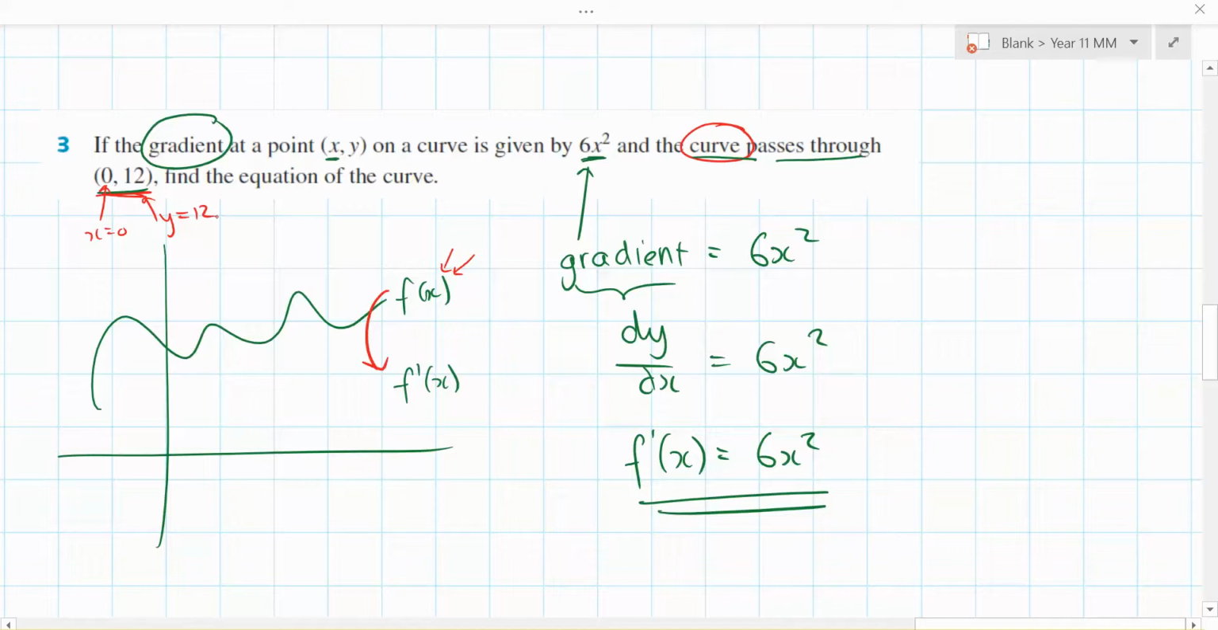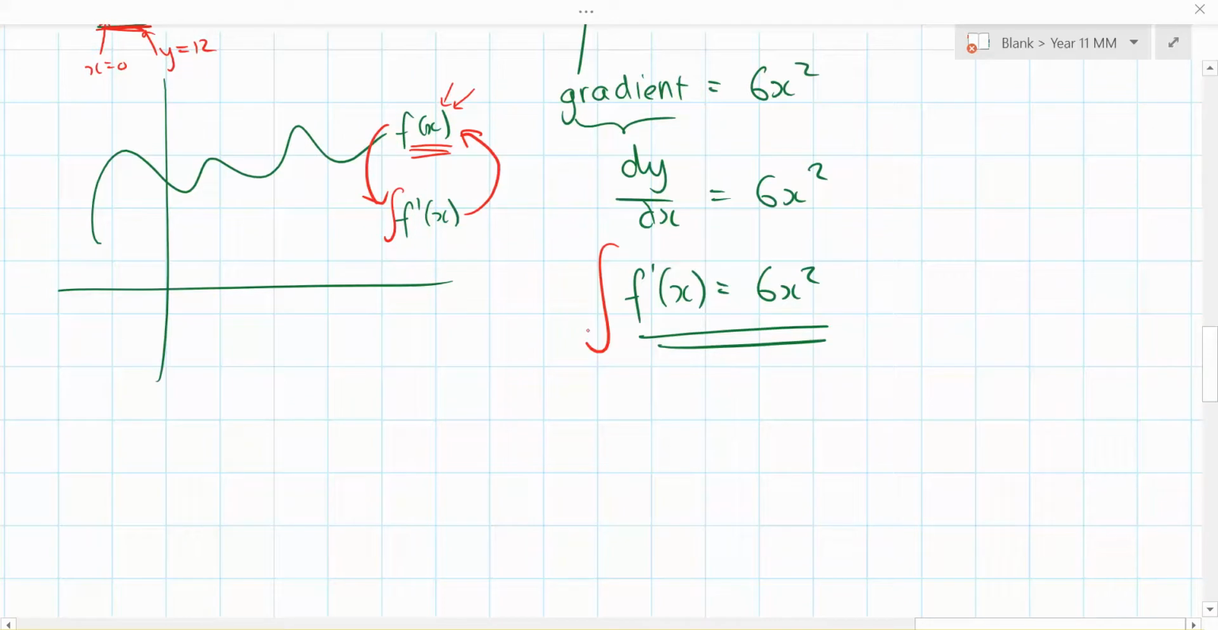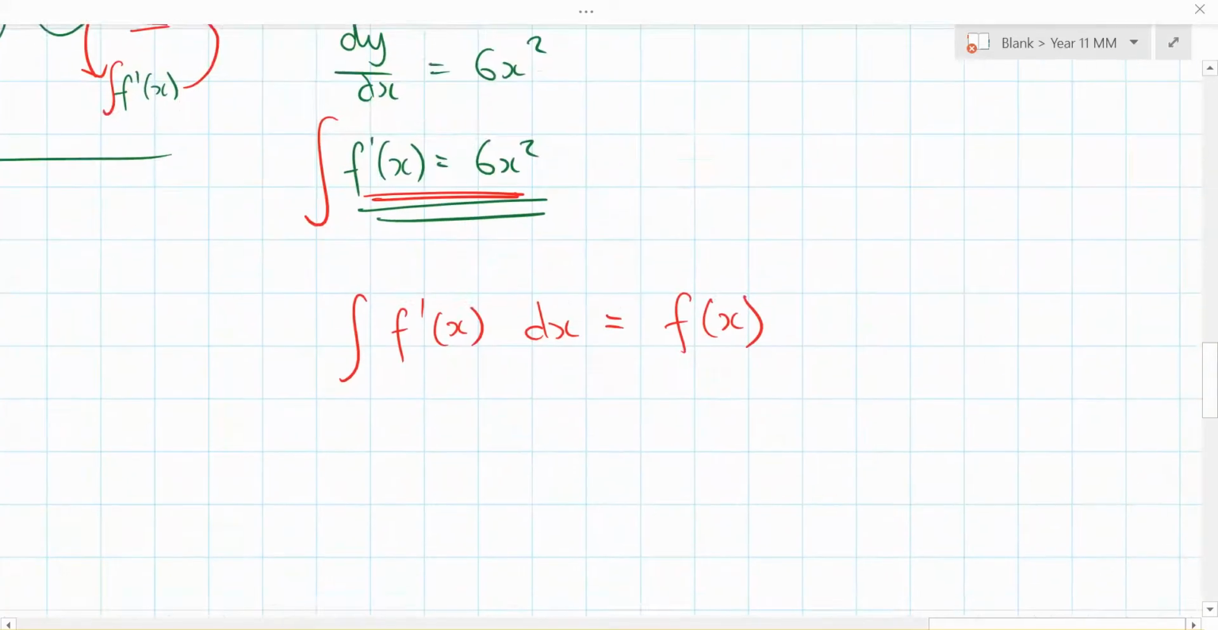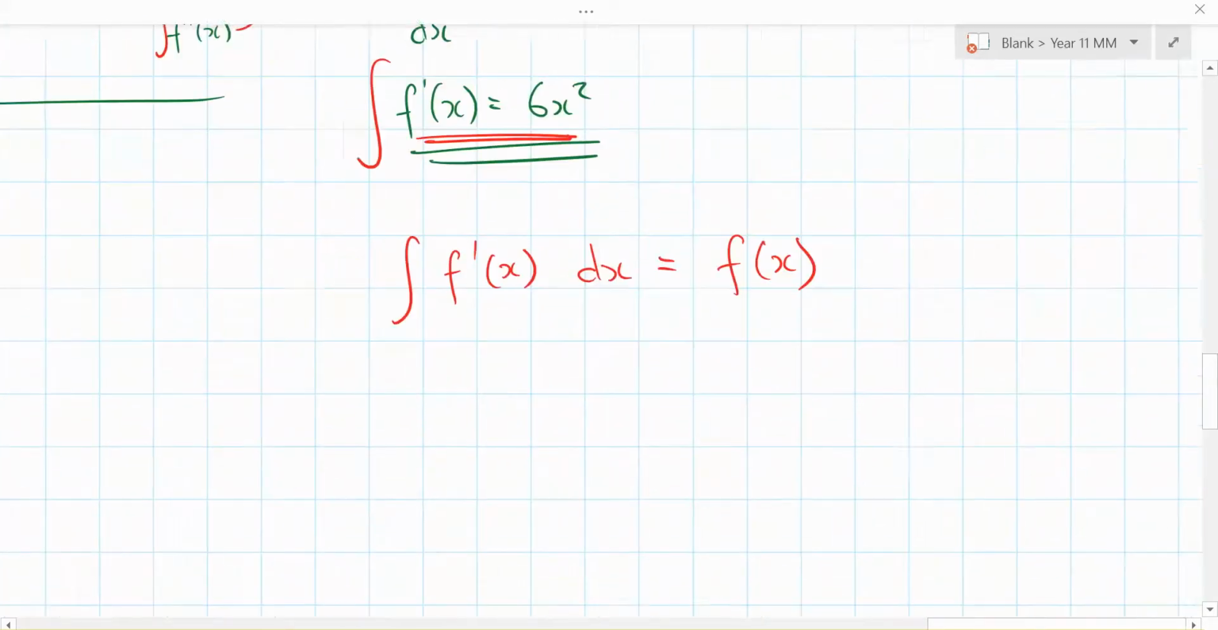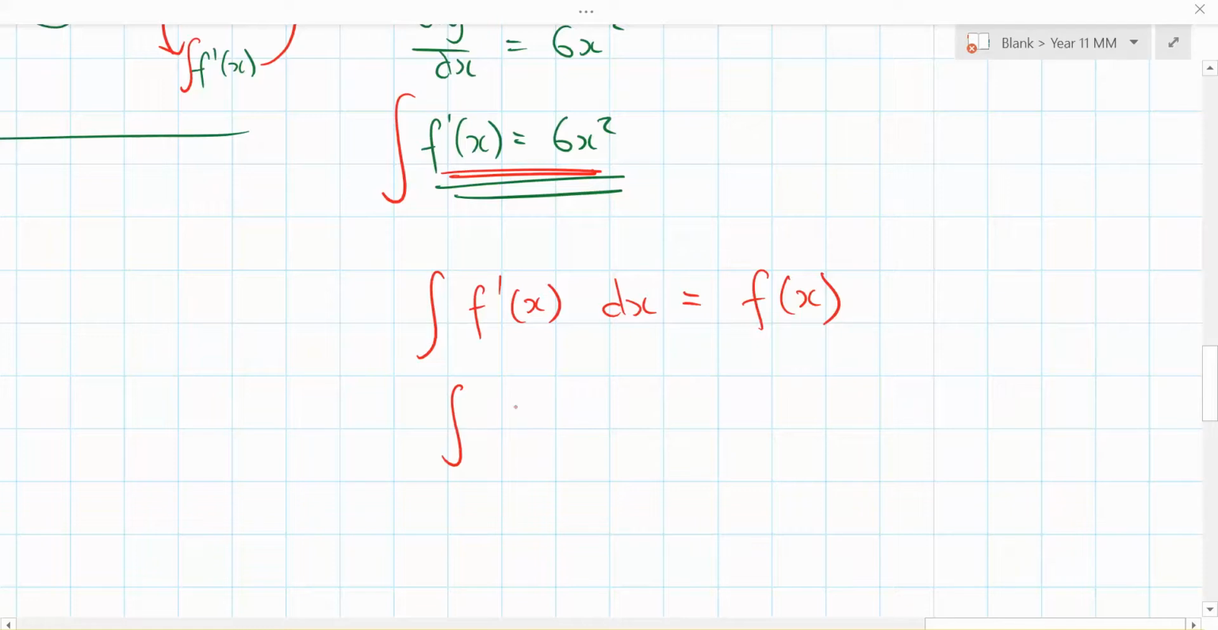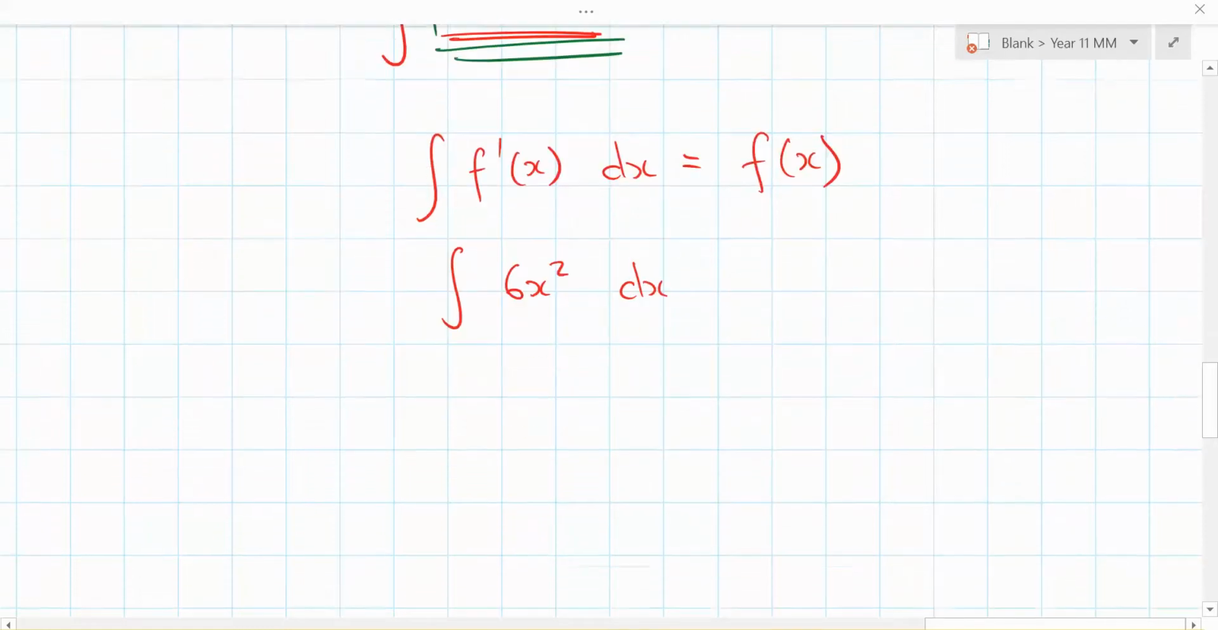Okay? So, well, I don't know what f of x is. I don't know the original function, but I know I can find it because the antiderivative of your derivative should give me the function. Okay, so I'll write it again. The antiderivative of the derivative, which is the gradient, should give me the original function. So I'll write it again. Antiderivative of the derivative, dx, should give me the function. Okay, so I'm just doing exactly the same as question 2. So antiderivative, what's the derivative?